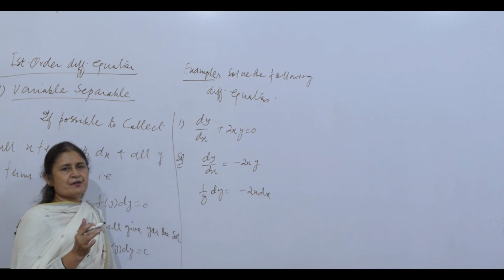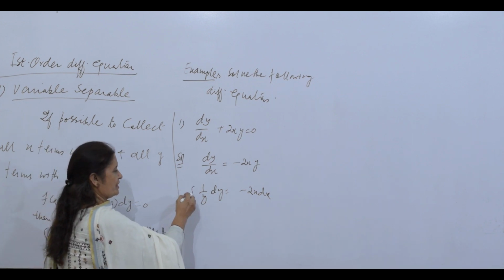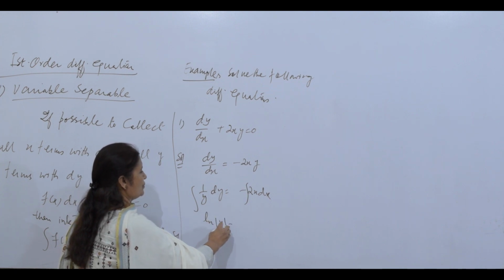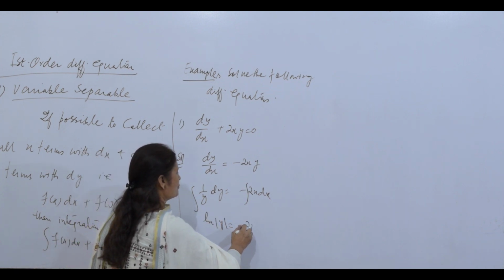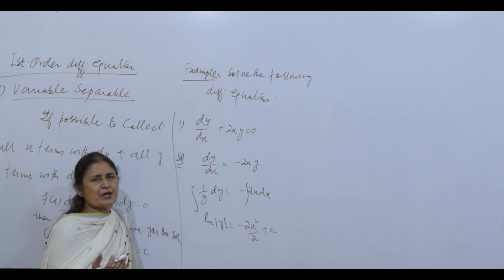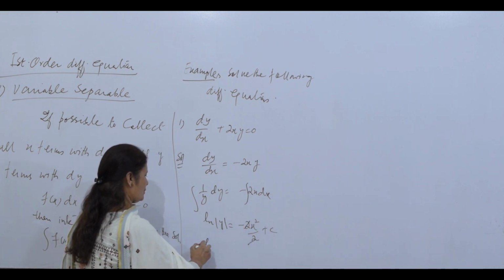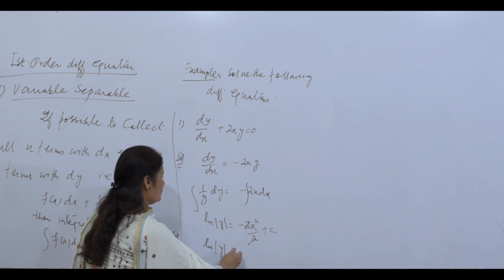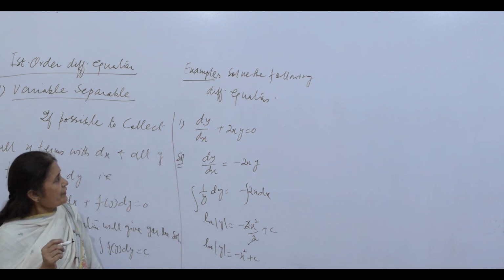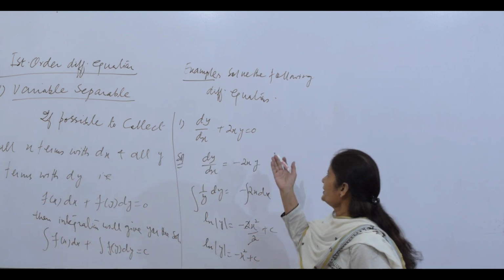Look, you have separated the variables. All x terms with dx and y terms with dy. Then integration. So this is ln y is equal to minus 2 x square divided by 2 plus c. And let's keep c on the right hand side. So the 2 goes, and this is ln y is equal to minus x square plus c. So this is the answer of a differential equation which is first order and linear as well.